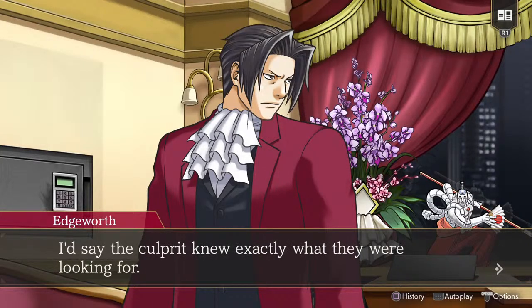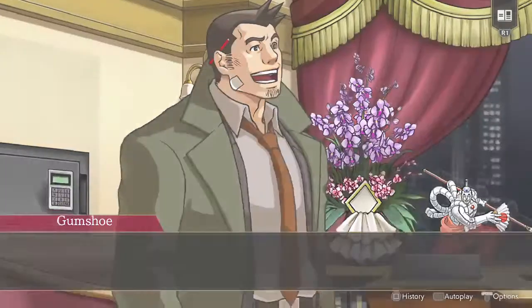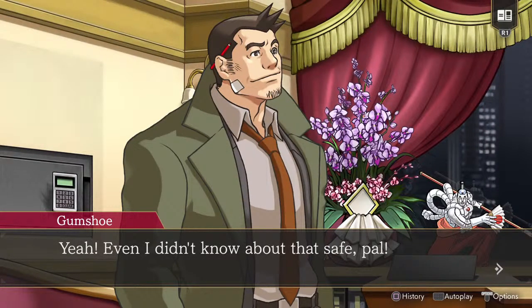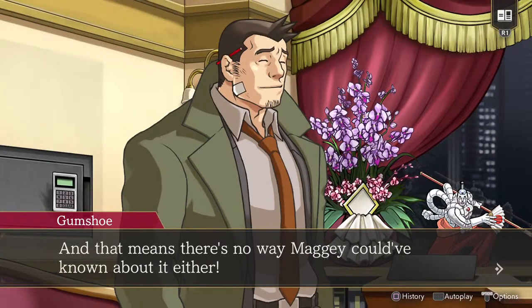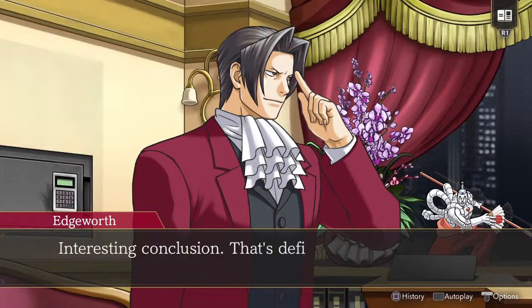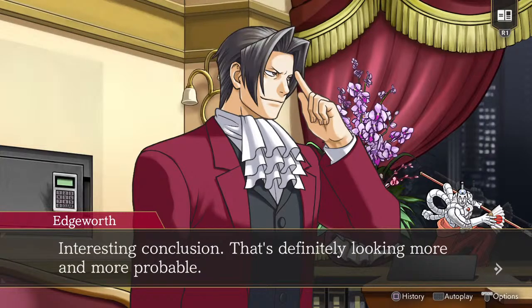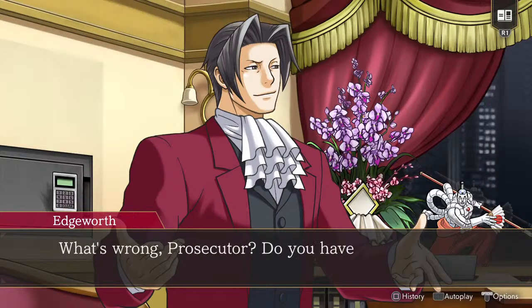I'd say the culprit is exactly what they're looking for. After all, only the bookshelf and the safe were targeted. Yeah, even I didn't know about the safe, pal. And that means there's no way Maggie could have known about it either. Then are you proposing that the killer is a prosecutor? Interesting conclusion. That's definitely looking more probable. What's wrong, prosecutor? Do you have a different suspect in mind now?